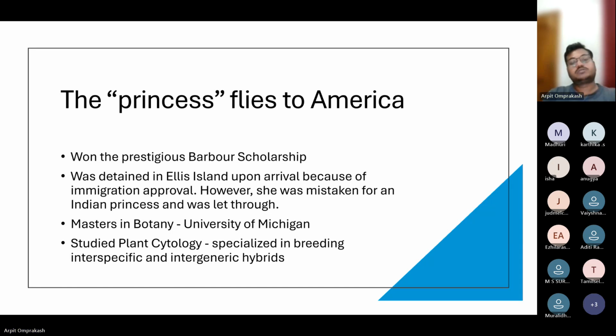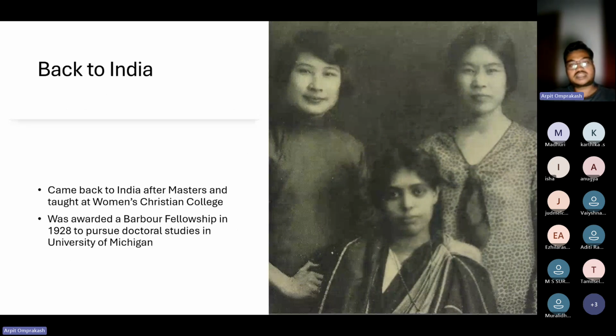in botany. Upon arrival in America, she was detained because of immigration approval. However, she was mistaken for an Indian princess because of the saris and all that she was carrying, and then she was let through. Right. After she completed her master's in botany at the University of Michigan, she went on to study plant cytology and specialize in breeding interspecific and intergeneric hybrids of plants. Then she came back to India after her master's and taught at Women's Christian College.